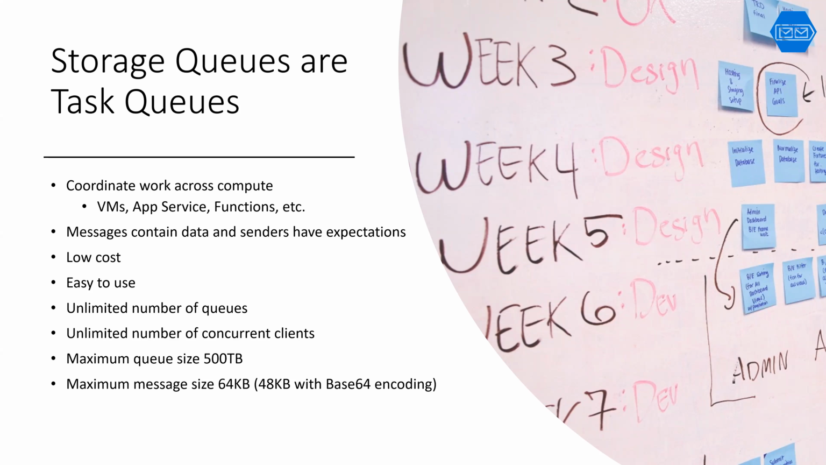Now, individual message size is constrained to 64 kilobytes only. And that makes perfect sense considering that these are tasks, right? We're not distributing data. We're not sending large objects serialized in those messages. So it's only 64 kilobytes.